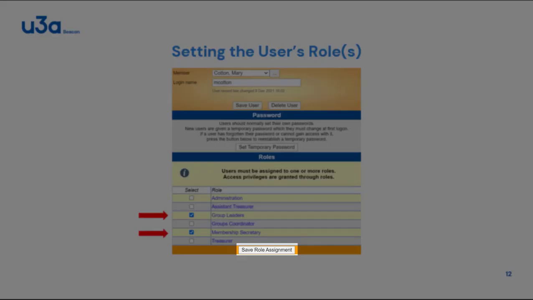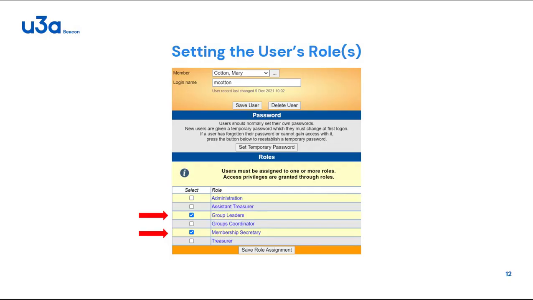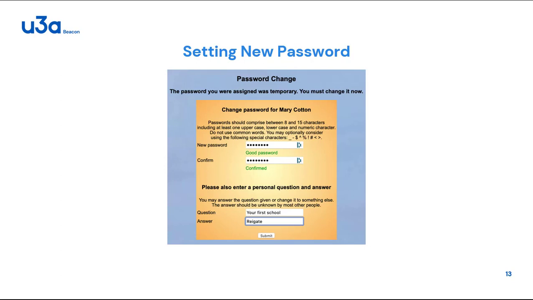When you've assigned one or more roles, click the Save Role Assignment button, and all that remains now is to paste the temporary password into an email and send the new system user their login details. When the new user first accesses Beacon, they'll be directed to this screen to set their own choice of password and a personal question and answer, which can be used to reset their password from the login screen.